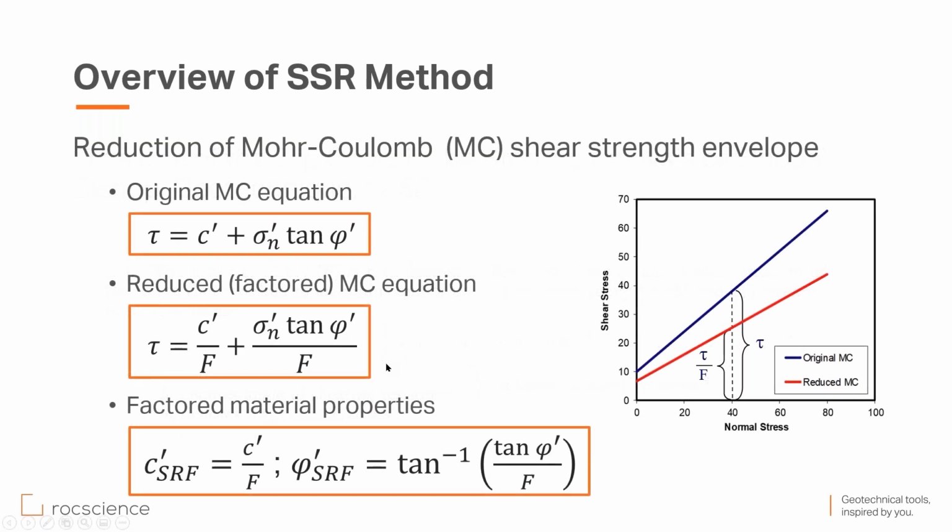The way it is applied, as a simple example, let's look at a very common failure criterion that everybody knows here, Mohr-Coulomb. When your shear strength criterion is described by Mohr-Coulomb, you have your original Mohr-Coulomb equation. Shear strength is equal to cohesion plus effective normal stress multiplied by the tangent of the friction angle, all of them in terms of effective stresses and effective properties. So this blue line in this plane of shear stress, normal stress, is your original failure envelope.